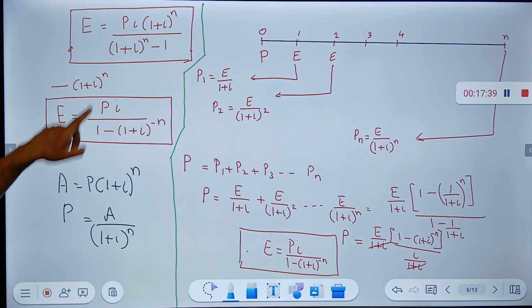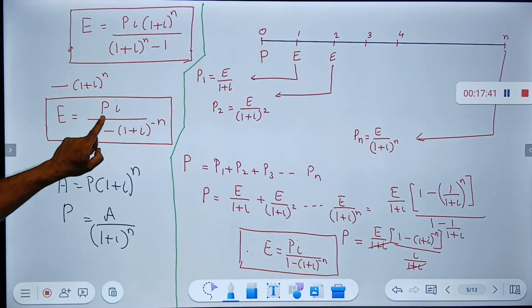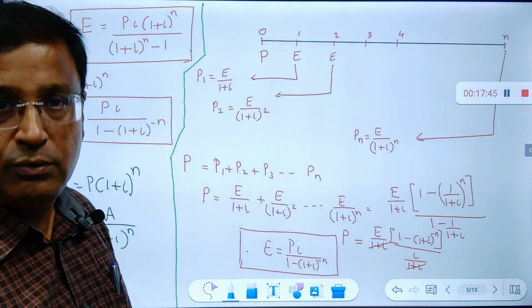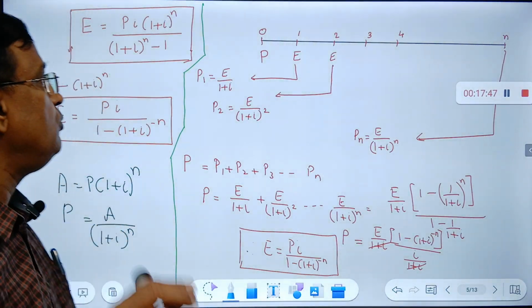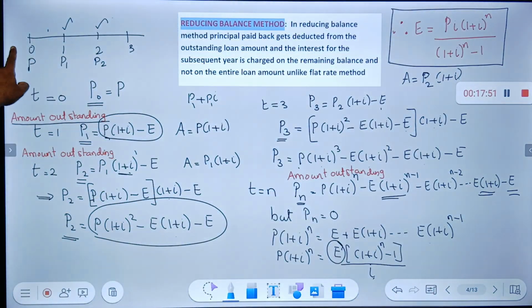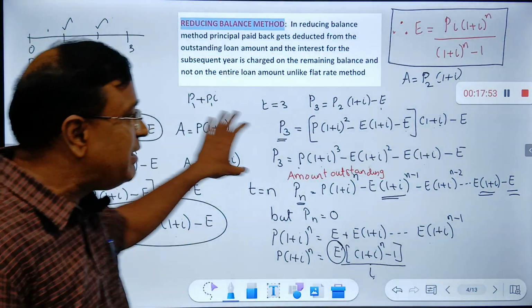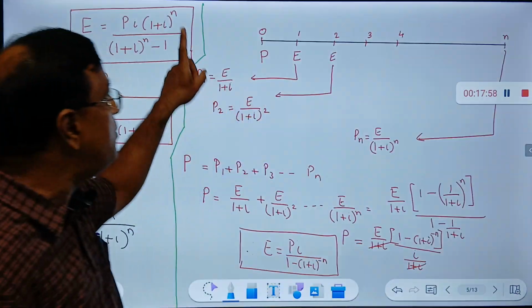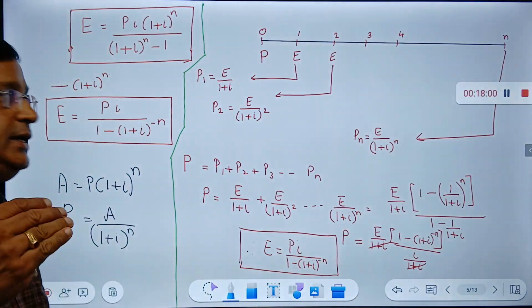For some situations, I use this formula. For some situations, I use the other formula. When to use which formula, I will let you know soon. When we do the problem, you will understand. The same derivation I explained because of the reducing balance method. I want you to understand the reducing balance method. But the same formula can also be derived in a very easy way.